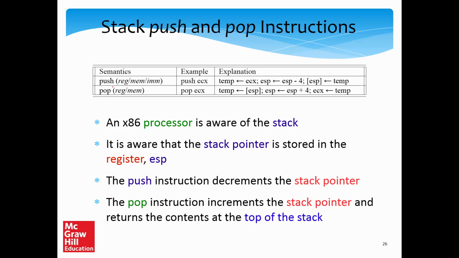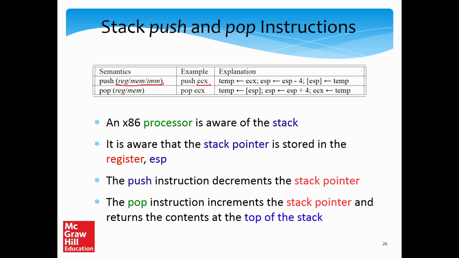So let's consider the push instruction. It takes a single operand. The operand can be a register, a memory location, or an immediate value, a constant. For example, we can say you push ECX on the stack. This is similar to this small code snippet over here. This is exactly what the processor would do.